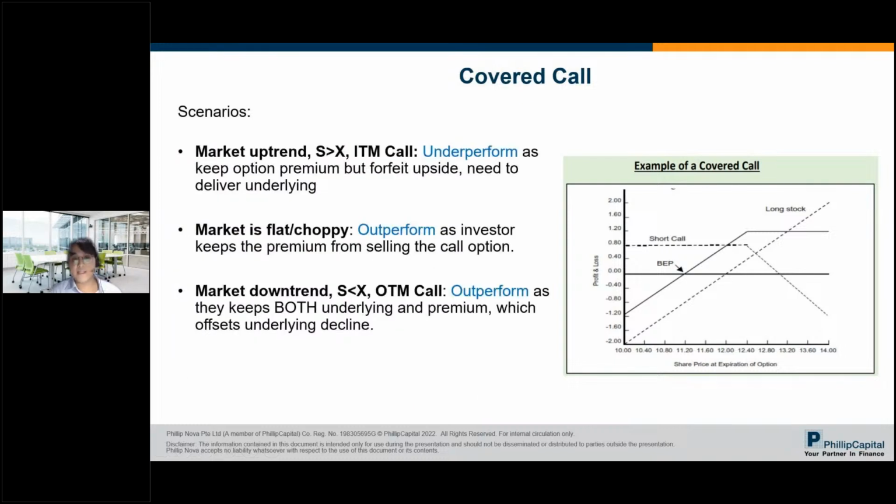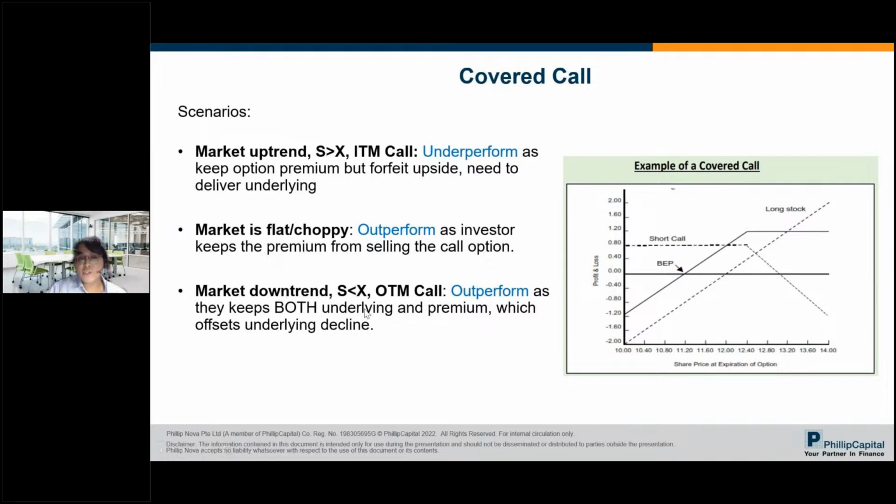So let's say the market is in an uptrend, the underlying price rises above the strike price, the call will be in the money. In this scenario, in an uptrend, the covered call strategy will underperform because you need to deliver the underlying asset to the call holder. But at the same time, you'll still be able to keep your option premium. On the other hand, let's say the market is flat, it's choppy, or it's range bound, you'll outperform because you will be able to keep your premium as well as the underlying assets.